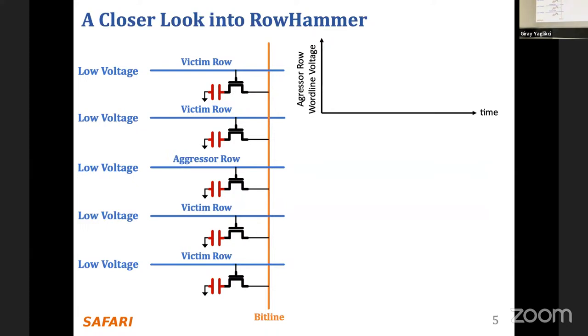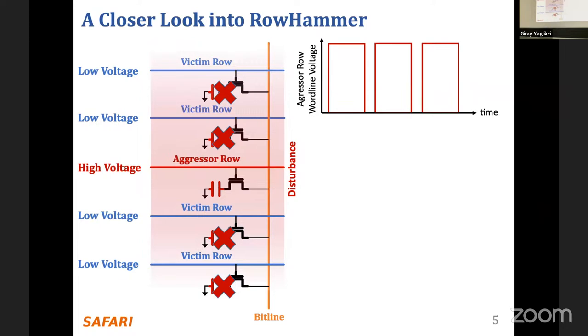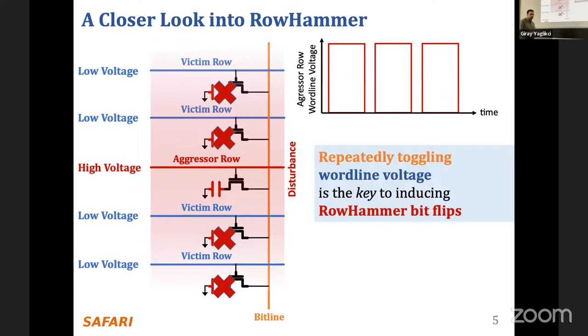Okay, here is another cartoonish picture about how RowHammer works. We have this aggressor row in the middle, and we have some victim rows, victim cells, on the top and bottom. Once we activate a row, we apply some high voltage to the wordline. In this figure, on the x-axis we have time, and on the y-axis we have the wordline voltage on the aggressor row's wordline. We activate it, and the voltage goes up, then we close it and it goes down, and then activate, or precharge, open, close again, and the voltage goes up, down, and then up, down, and then we see bit flips. So this shows us that repeatedly toggling the voltage level of the wordline is a key thing for inducing RowHammer bit flips.